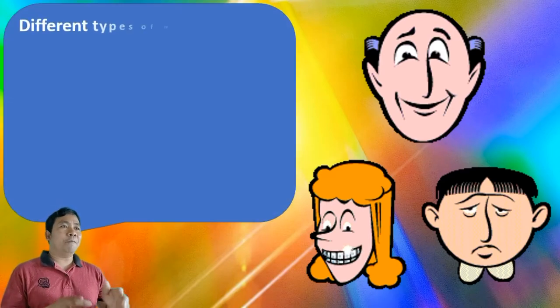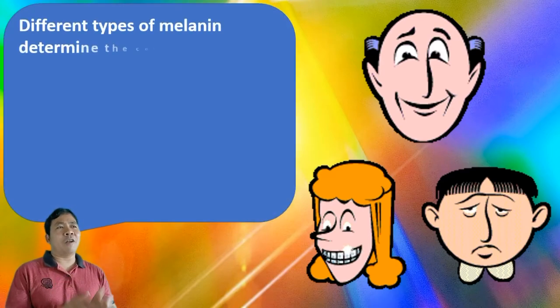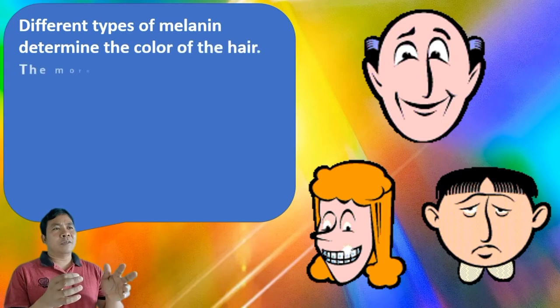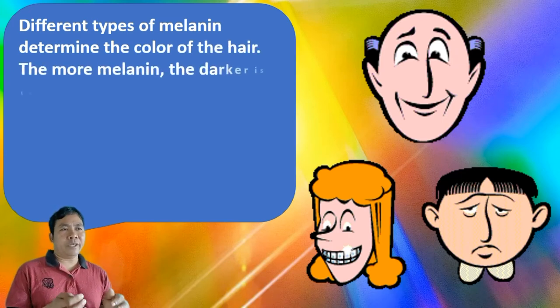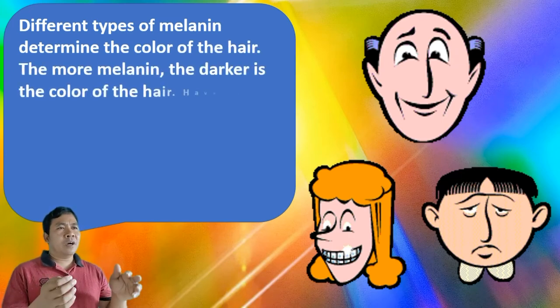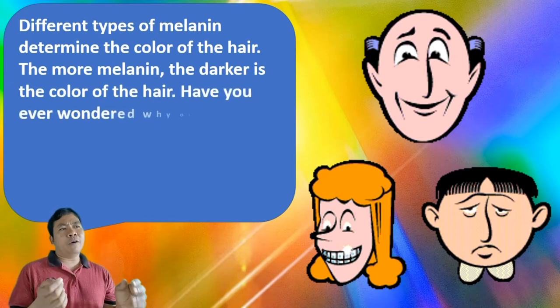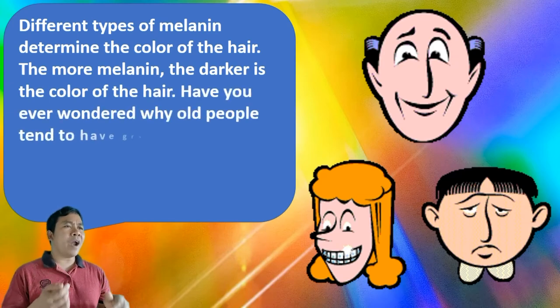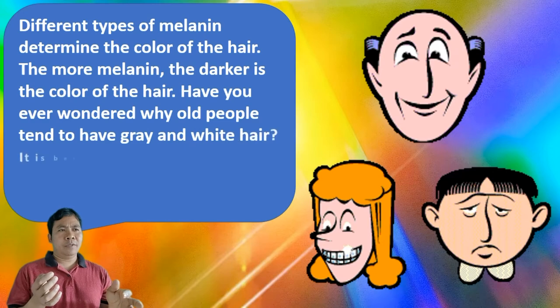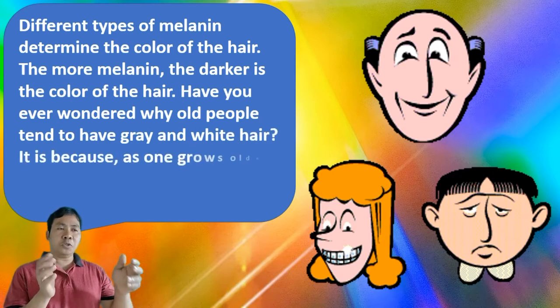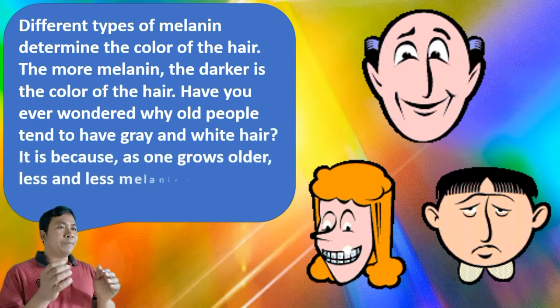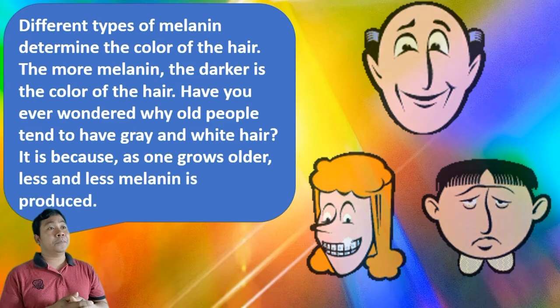Different types of melanin determine the color of the hair. The more melanin, the darker is the color of the hair. Have you ever wondered why old people tend to have gray and white hair? It is because as one grows older, less and less melanin is produced.